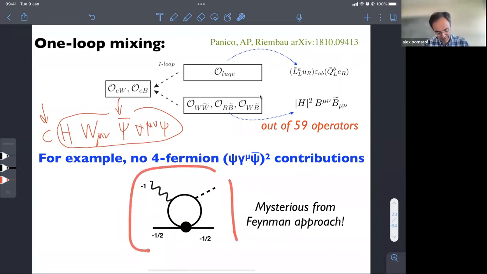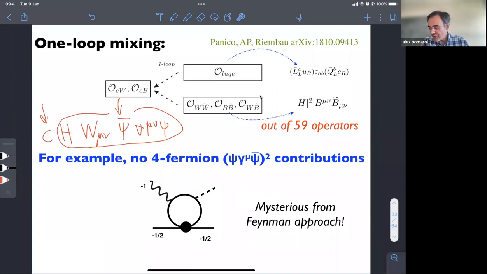Now you calculate this. A priori there is no reason for it to be 0. But at the end of the calculation, from Feynman, this is the Feynman approach to calculate this, you get that the contribution to the anomalous dimension of this is 0. So there is no four-fermion contribution to the dipole.